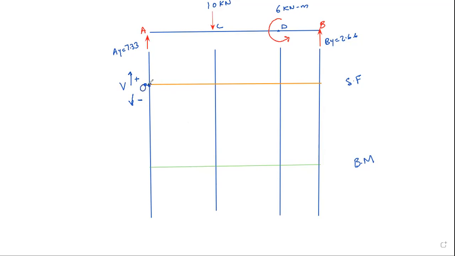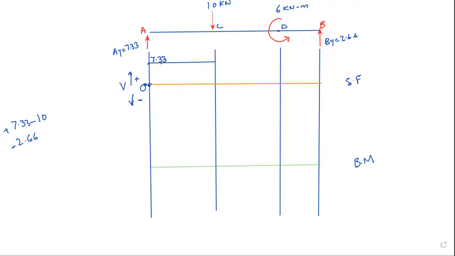But we start from point A. The value at A is 7.33. So you can see that from here to here, there is no load applied, so the line will be straight. But when we reach this point, we have experienced a load of 10 kilonewton downward. So our equation will be 7.33 upward positive minus 10. So it will be 2.66 with a negative sign because we consider the sign of the greater value. So here our value of shear will be negative 2.66.